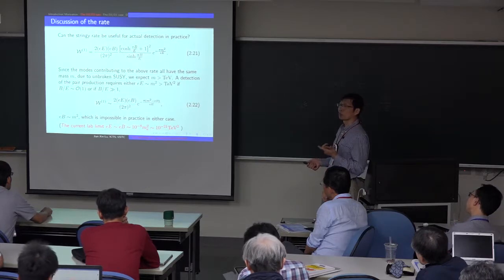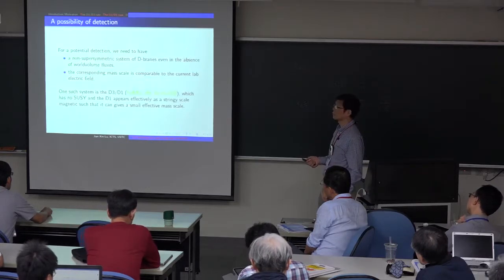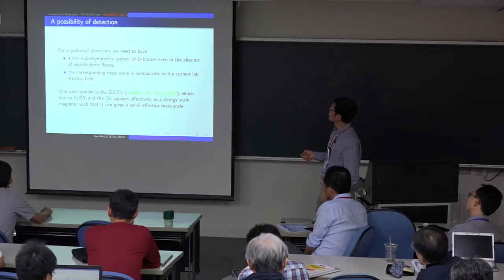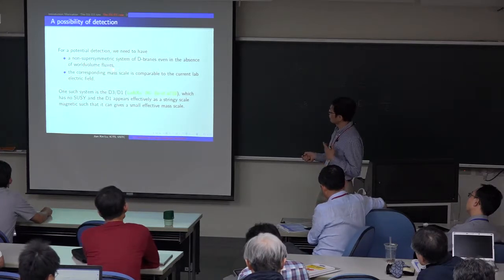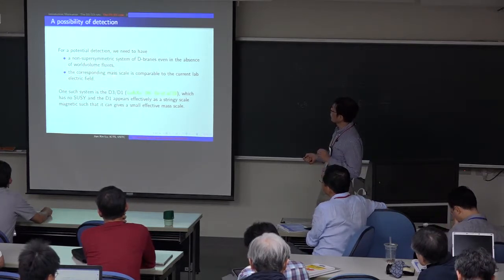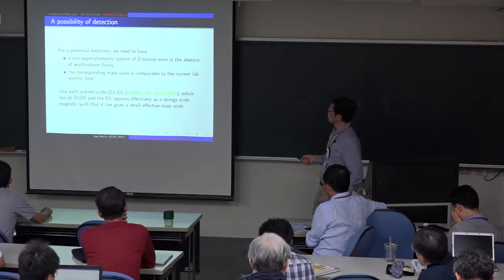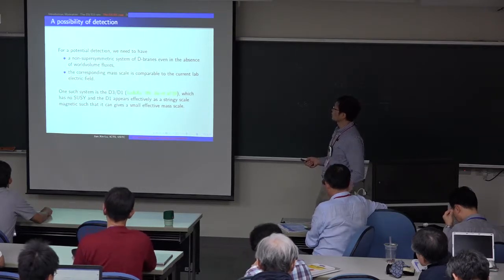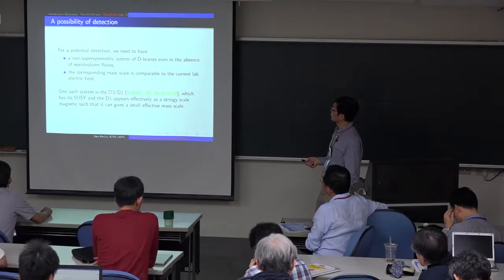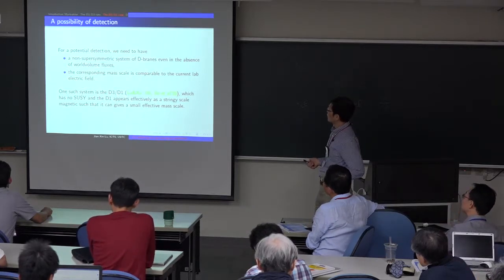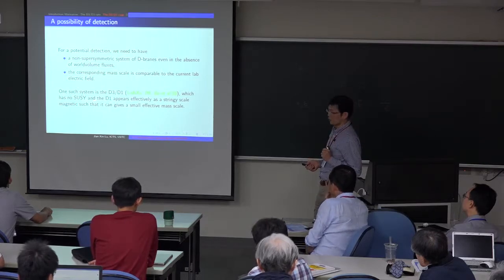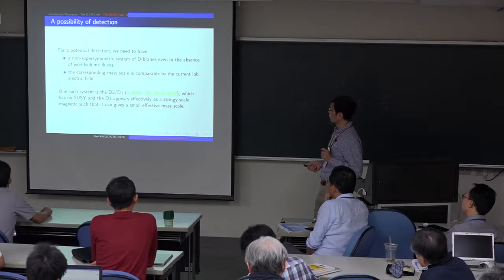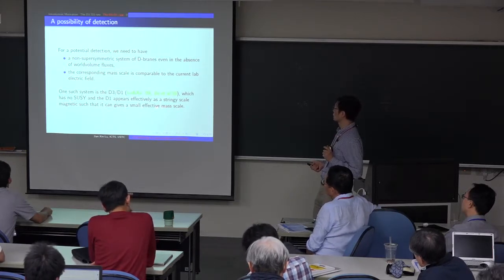That means we have to break SUSY before we turn on the electromagnetic flux. So for potential detection, we need to have a non-supersymmetric system of D-brane, even in the absence of the electromagnetic flux. Then the corresponding mass scale is comparable to the current lab electric field. So actually, we just consider one such system, which is the system of D3 and D1. This has no SUSY from the beginning, and the D1 appears effectively as a SUSY-scale magnetic field, such that it can give the small effective mass scale.